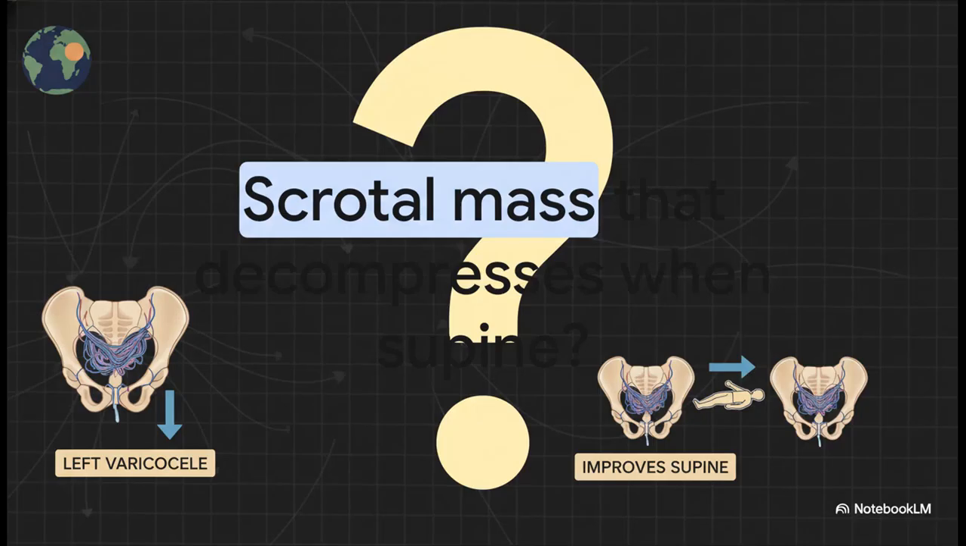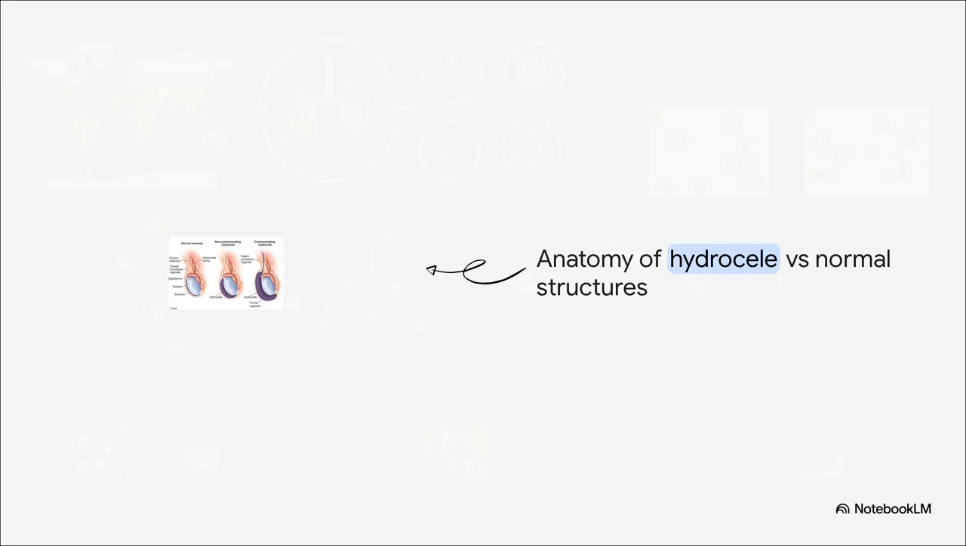Next up, a highly tested physical exam finding you absolutely cannot afford to miss. A patient presents with a soft scrotal mass. It feels like a bag of worms on the left side, and it actually gets smaller when they lie down. Let's look at the anatomy real quick. A hydrocele is simply fluid accumulation within the tunica vaginalis.